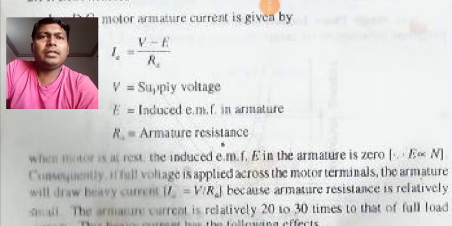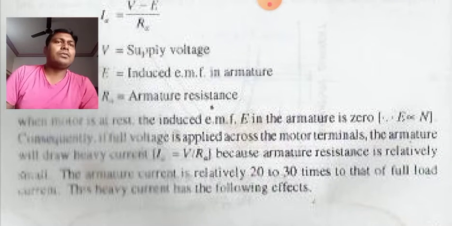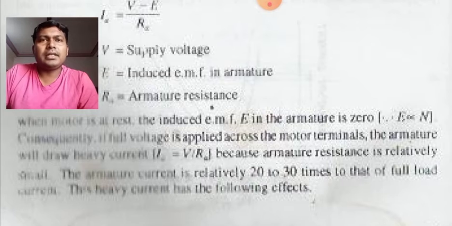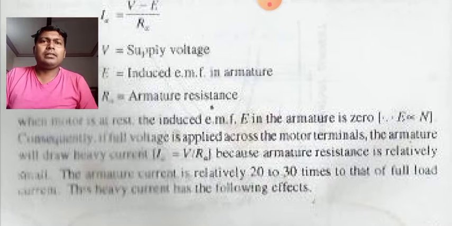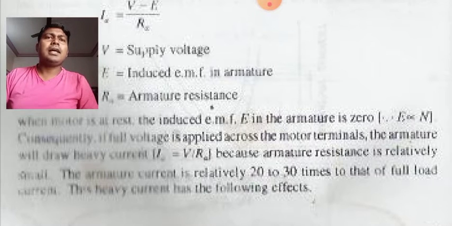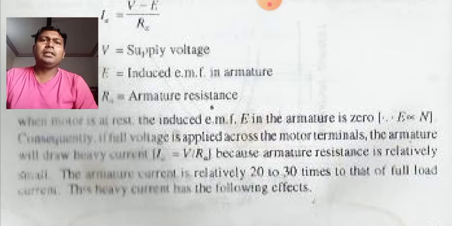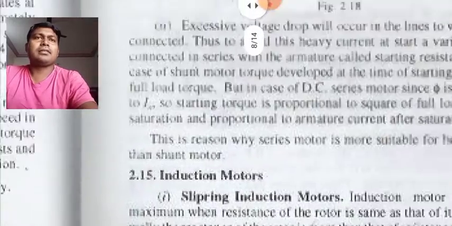Now, as the motor is at rest, the induced EMF Eb in the armature is 0, since Eb is proportional to N. Consequently, if full voltage is applied across the motor terminals, the armature will draw a heavy current, because Ia = V/Ra. Because the armature resistance is relatively small, the armature current is 20 to 30 times the full load current. So what are the effects of this heavy current? Let us understand.